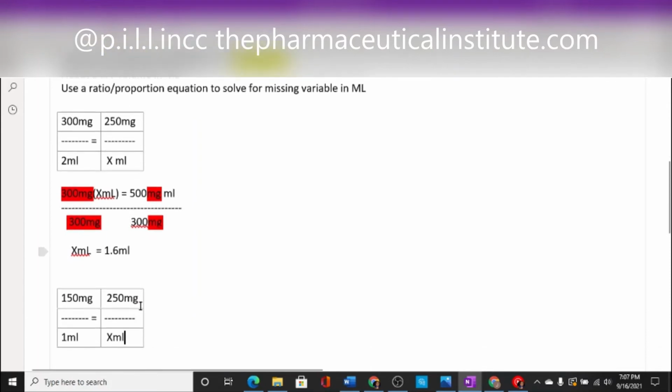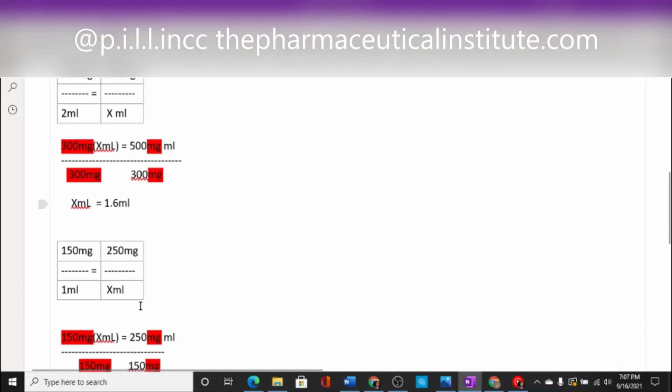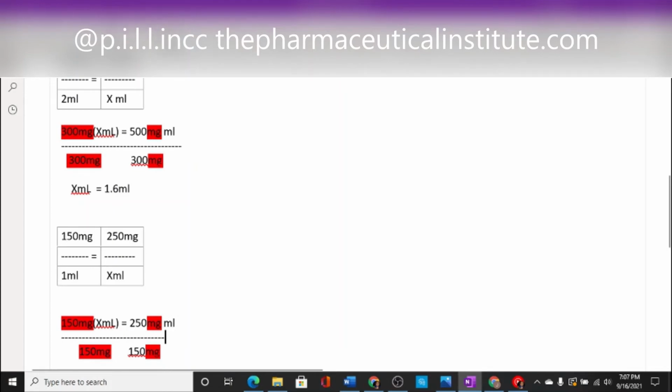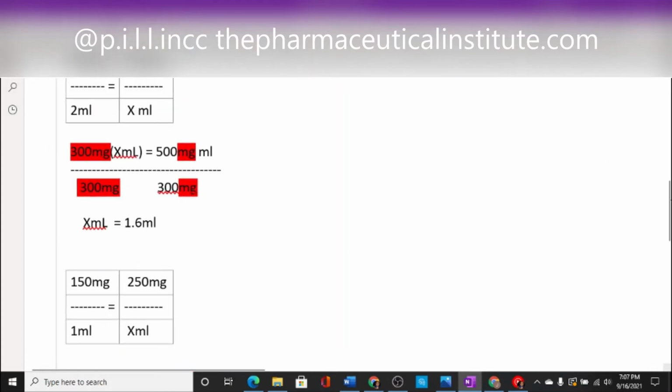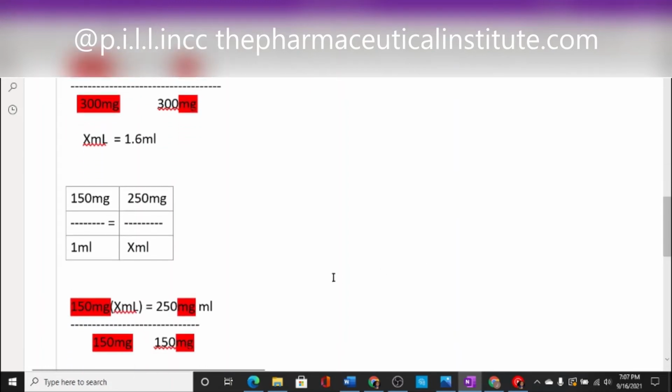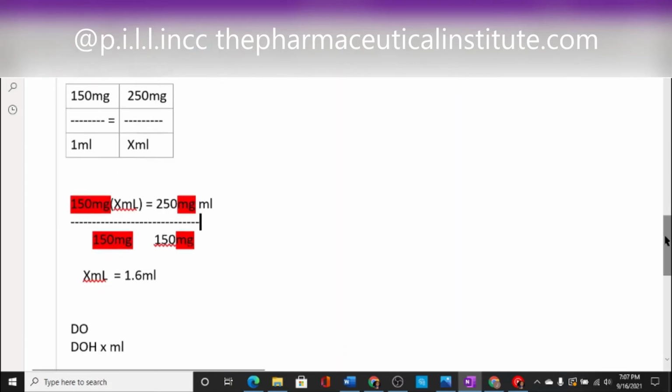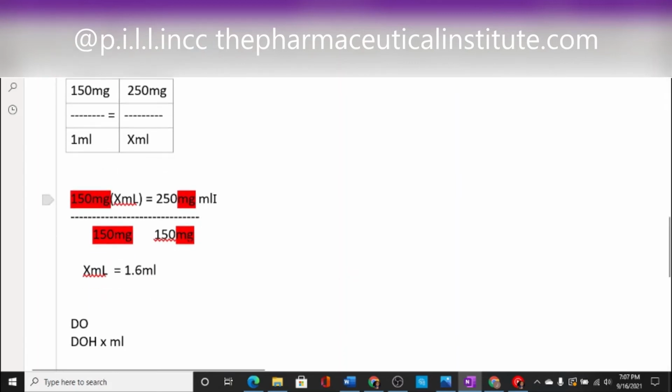Let's also look at our single dose concentration. Our single dose concentration, 150 milligrams per 1 milliliter, set equal to dose ordered, 250 milligrams per unknown variable. We'll cross multiply like before. 250 times 1 milliliter yields 250 milligrams per milliliter. We divide by the value on the side with our unknown variable, 150 divided by 150. That becomes the number 1, and it leaves us with unknown volume. Set it equal to 250 divided by 150, 1.6 milliliters once again.